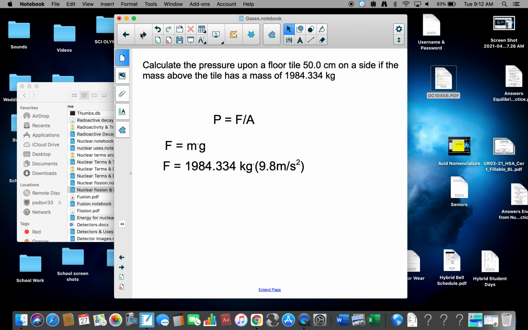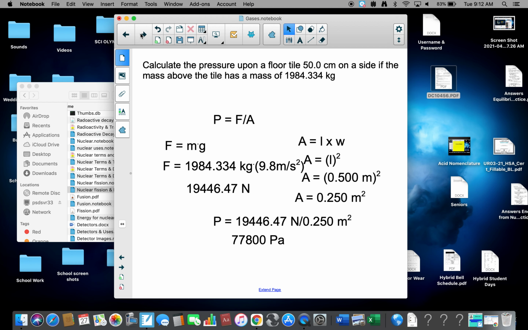So that's 1984.334 kilograms times 9.8 meters per second squared. Multiply those, we get 19,446.27 newtons. Find area, we have length times width, or for a square, it's length squared. So we're going to have 0.500 meters, since 50.0 centimeters, 100 centimeters in a meter, so that's 0.500 meters. Square that, I get 0.250 meters squared.